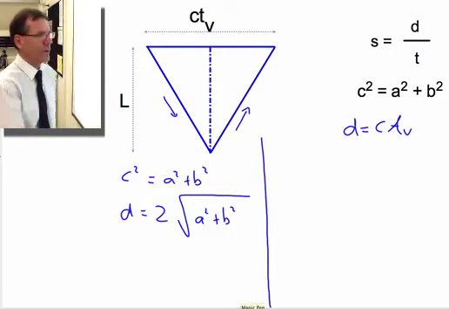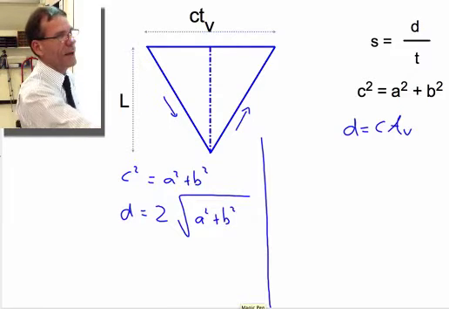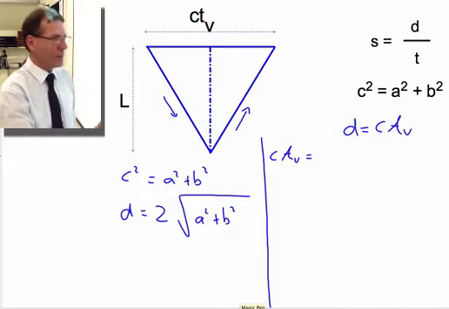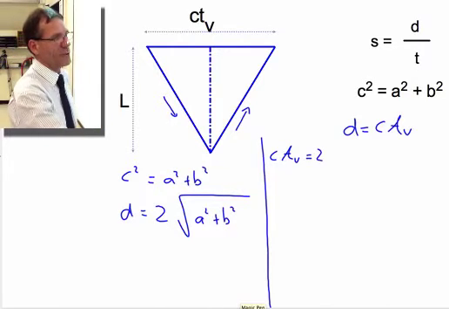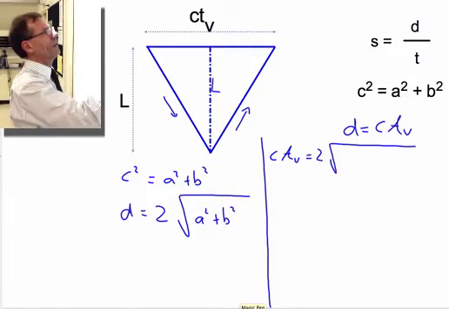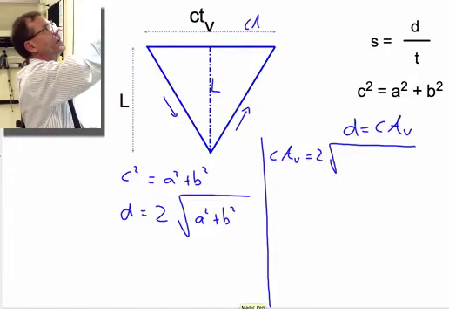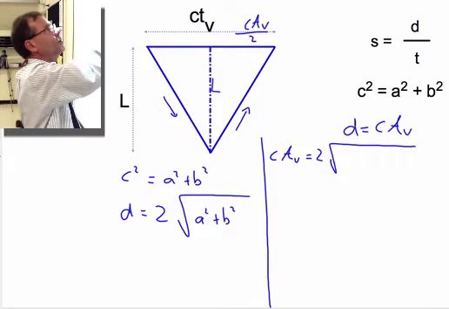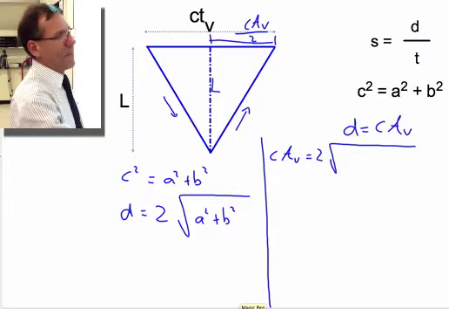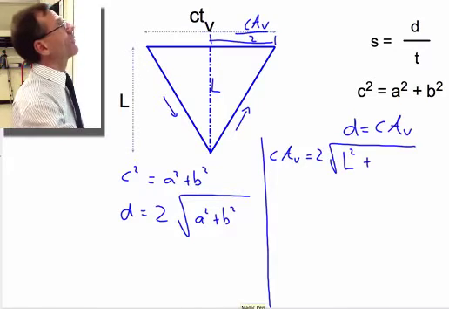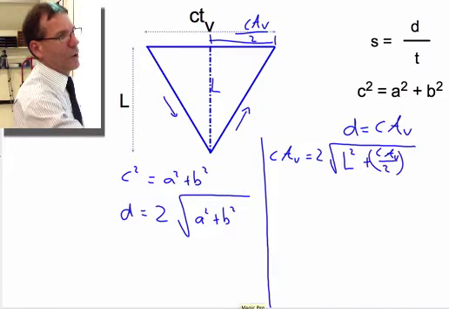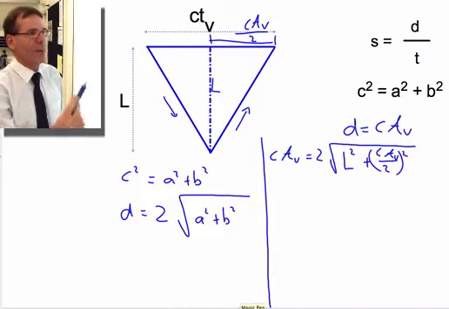Okay, so let's have a look at what that is. Now remember, from over here, our distance is CTV, so CTV equals twice the square root of, okay, well one side here is L and the other side over here is CTV divided by 2, right, because we're talking half the distance there. So we've got L squared plus CTV on 2 all squared. And so now we're starting to get somewhere.